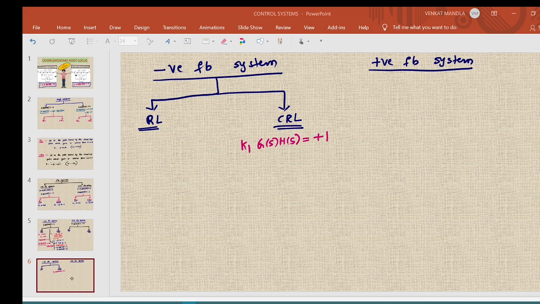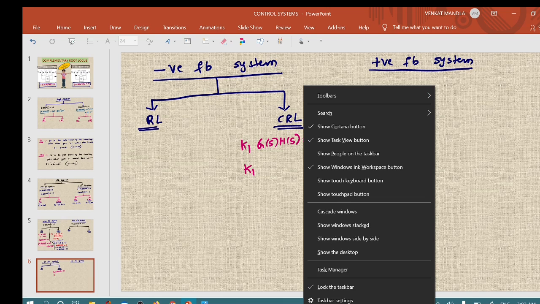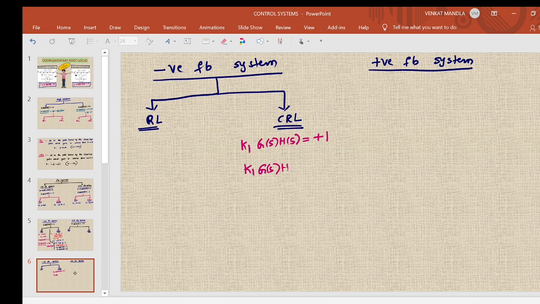What is the angle here? We'll get K1 GSHS. What is the angle? Plus 1 means 0 degrees or 360 degrees or even multiples of 180 degrees.